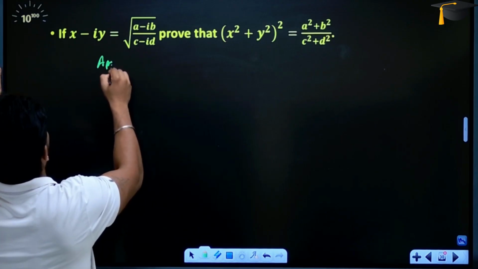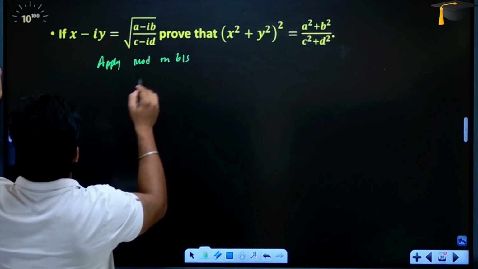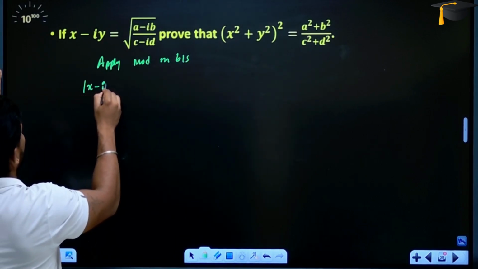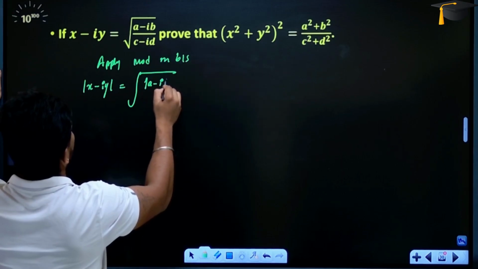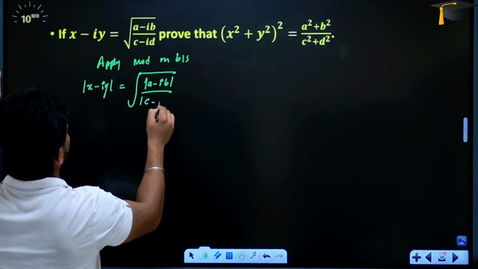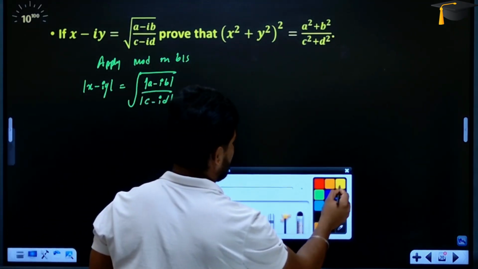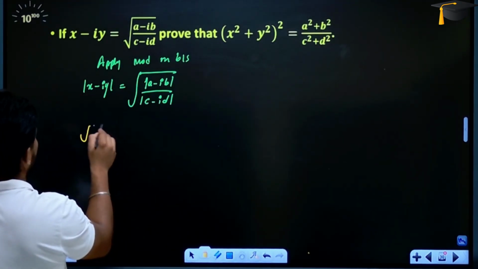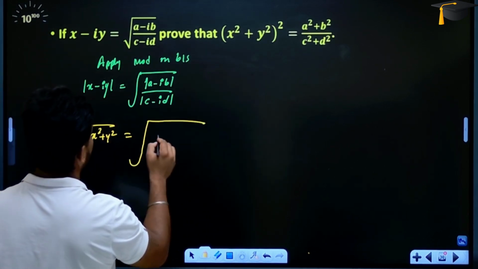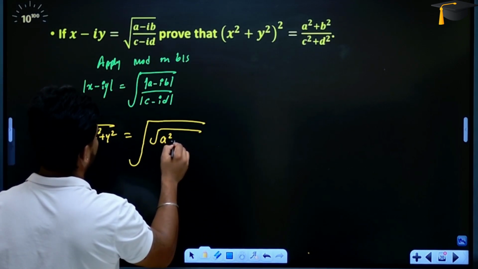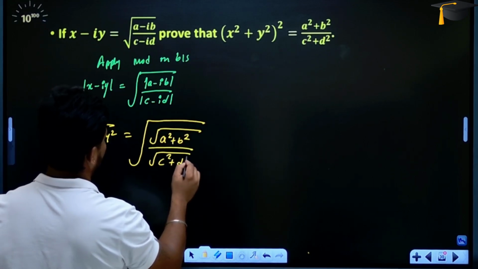So apply modulus on both sides. Apply mod on both sides. So what happens? Mod of x minus iy is equal to square root of mod of a minus ib divided by mod of c minus id. Okay, after applying mod, we have to apply the formula. So what does this become? Square root of x square plus y square is equal to one full big root, in which square root of a square plus b square comes divided by square root of c square plus d square.